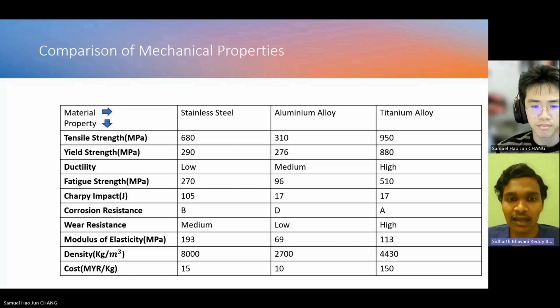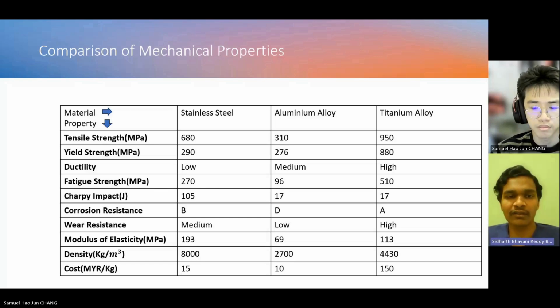Stainless steel performs well and comes with a good cost. Its cost to performance ratio is higher than all three contenders. It has a good tensile strength of 680 MPa and a good yield strength as well. It has low ductility and it performs the best in the Charpy impact test. Its corrosion resistance is not as high as titanium alloy, but is on par and sufficient for day-to-day activities.